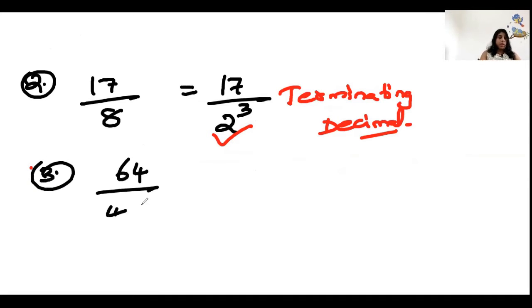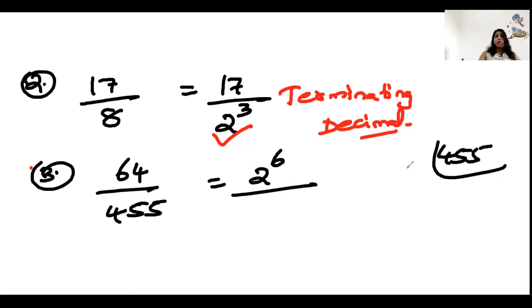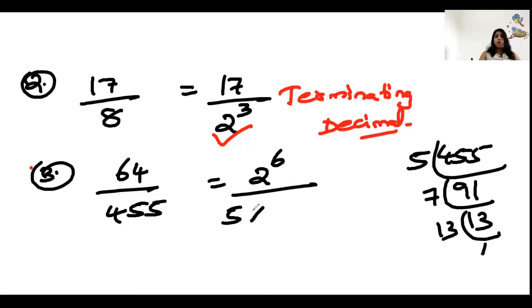64 divided by 455. 64, I know that it is 2 raised to 6, divided by 455. 455 is divisible by 5, 91 times. Then only possible is 7. 7 13s are 91. So it is having 5 into 7 into 13.